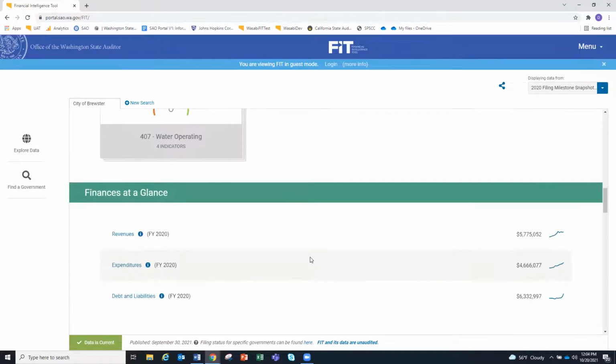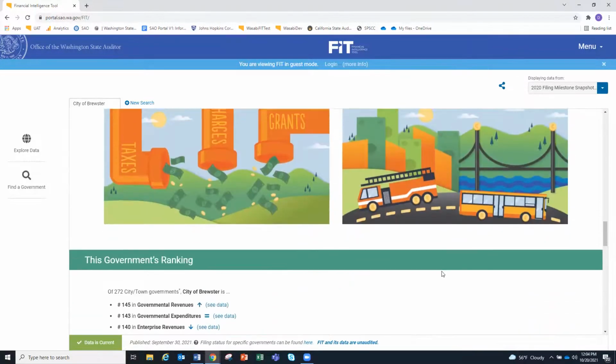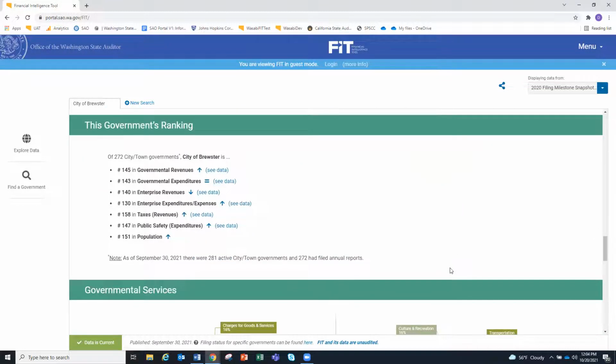Scrolling down a little bit more, we again have some financial information about whether things are going up or down, some little YouTube videos and some rankings, like is this city of Brewster, there's 272 in FIT, where do they rank in comparison to other cities?